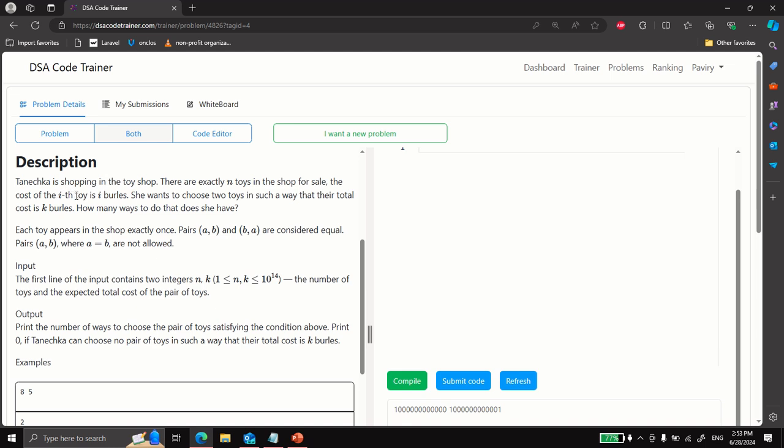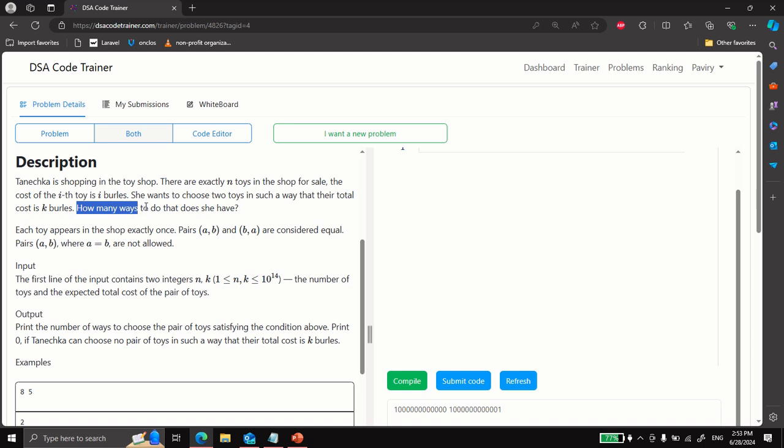So it means that if we have 3 toys, then the first toy is going to cost 1, then the second 2, then the third is going to cost 3 burles. And they are also giving us k, which means that we have to choose 2 toys in such a way that their total cost is k burles.